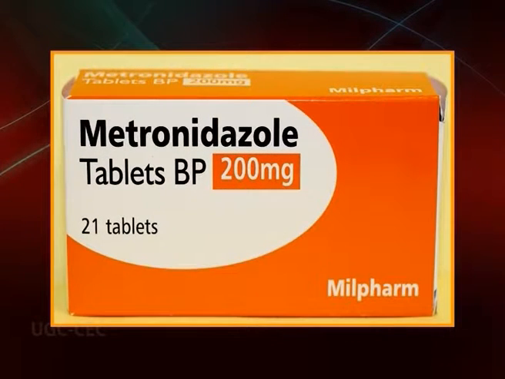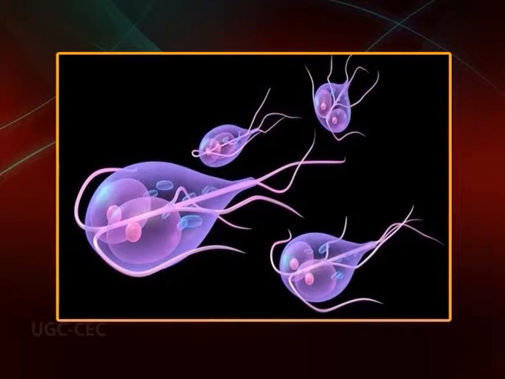Now we will see metronidazole. It is a prototype nitroimidazole introduced in 1959 for trichomoniasis and later found to be a highly active amebicide. It has broad-spectrum cidal activity against anaerobic protozoa, including Giardia lamblia, in addition to the above two.